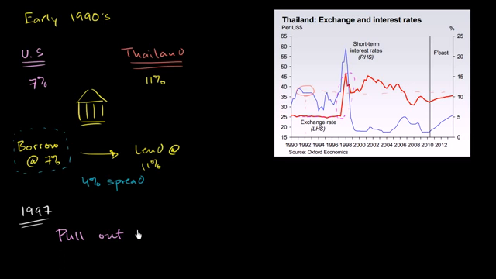And the reason why this is risky is once they do run out of reserves, what's going to happen to this person who had borrowed in dollars and then lent in Thailand? Well, over here you see that there was a massive devaluation, that overnight the value of the Thai baht relative to the dollar almost went in half.